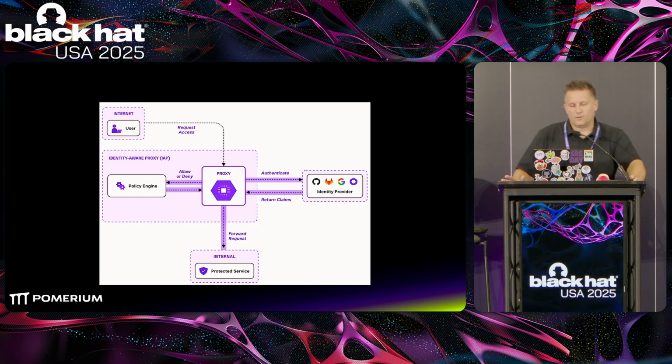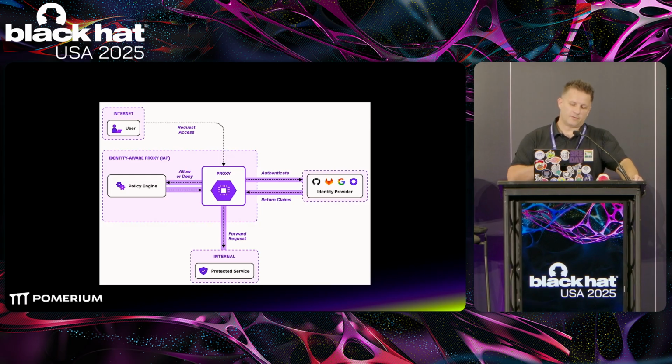And so this is what it looks like in a nutshell. Typically you have a user that could be at an office, it could be remote, could be anywhere, it doesn't matter. And then you have the identity-aware proxy, and it's composed of a few things. You have the proxy itself, which is where the requests go through. There's an identity provider, so think GitHub, Google, Keycloak, Entra, whatever your work uses. And then you have this policy engine.